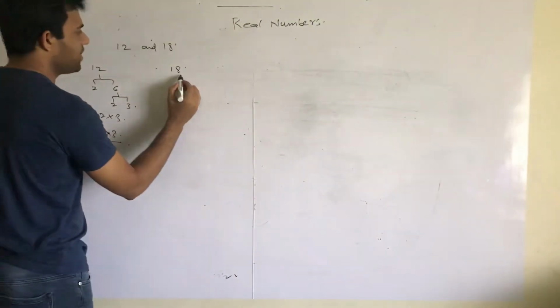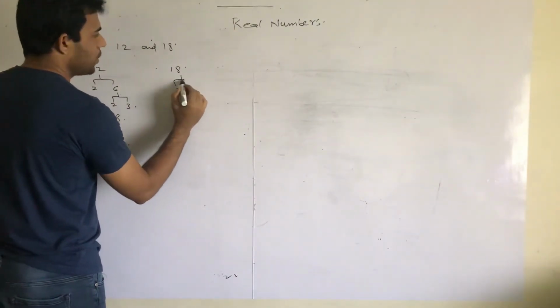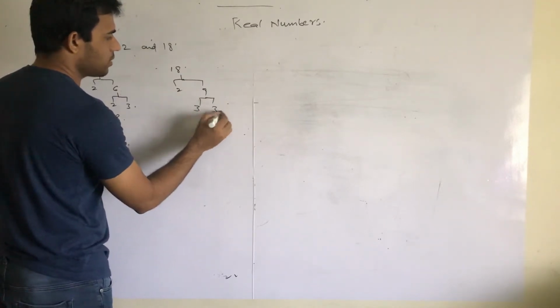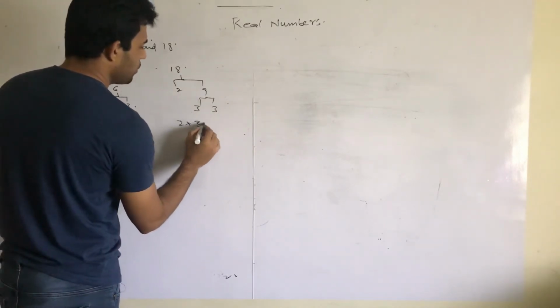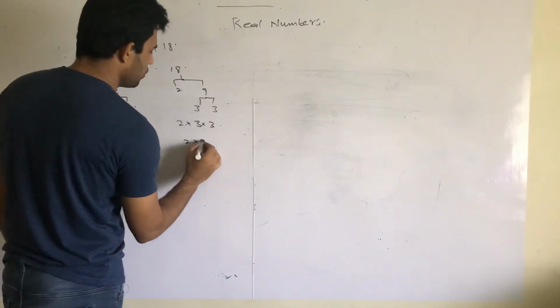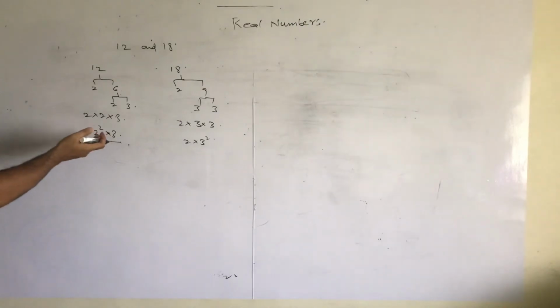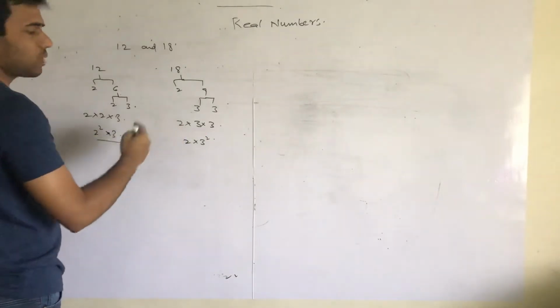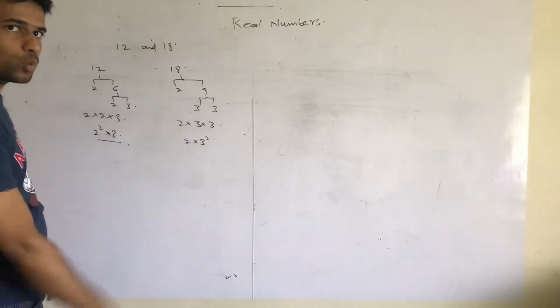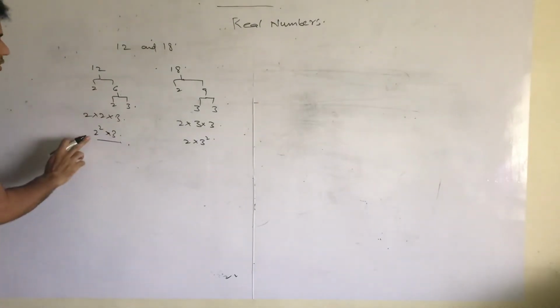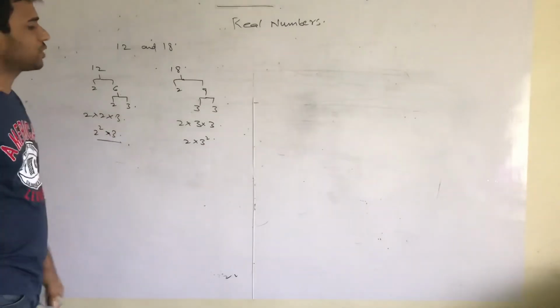And similarly 18 I can write as 2 into 9, and 9 is not divisible by 2, so I will check with 3, so 3 into 3. So 2 into 3 into 3, so that is 2 into 3 square. So always write in the form of prime powers in ascending order. If you have 2, 3, 7, you multiply like that, in the ascending order of the prime. So 2 square into 3 here, 2 into 3 square.